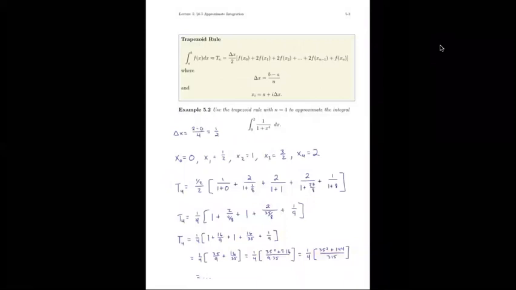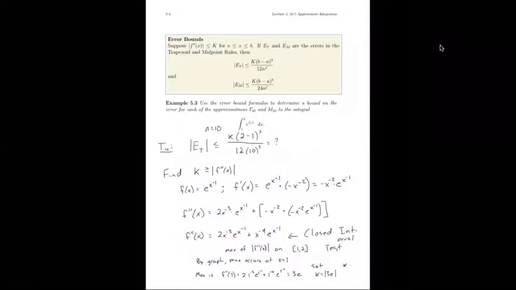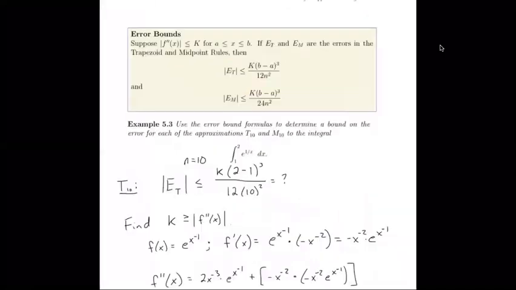So what good is an approximation if we don't have some idea of how much error is involved in the approximation? So these are the error bounds that we'll see for the trapezoid rule and the midpoint rule. What is easy about this is if we're looking at an integral from a to b of some function f of x dx, b minus a, that's very easy to find. Those are the limits of integration. N, that's easy to find. That's the number of rectangles we're going to use.